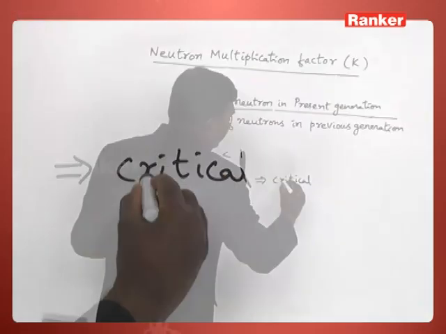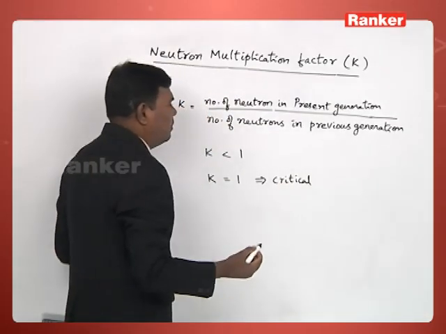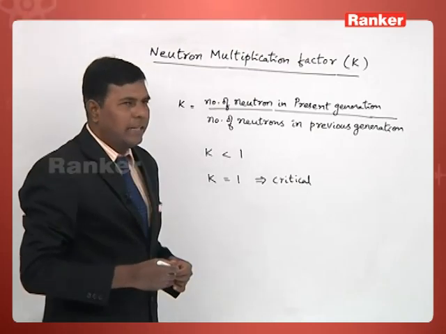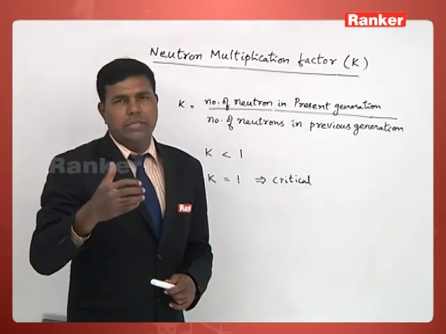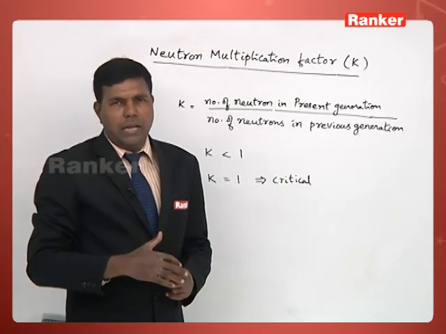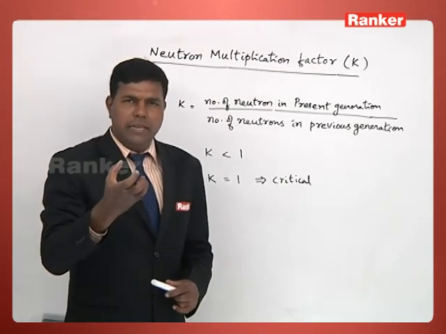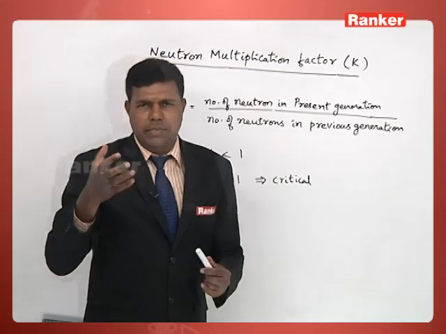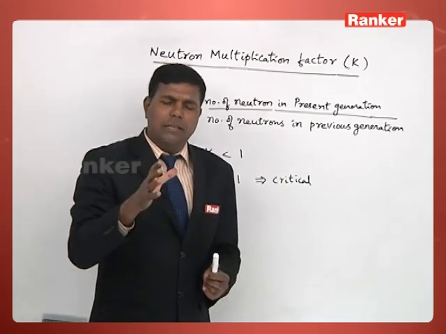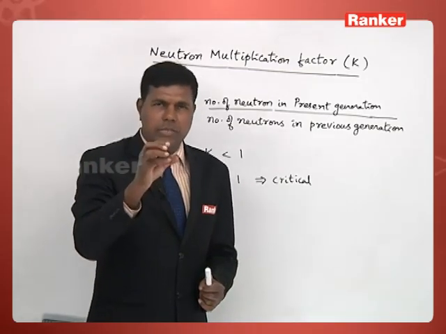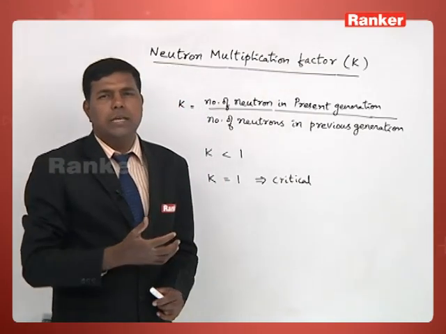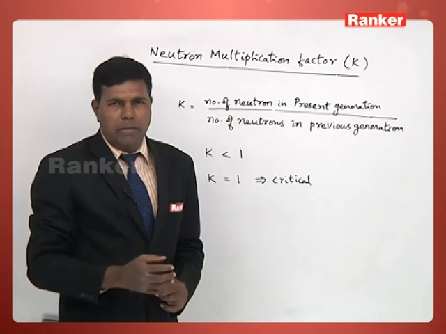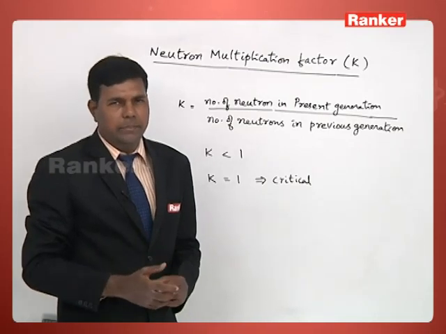That is, the number of neutrons produced in the present and previous generation are exactly equal, so that the chain reaction will continue, and the energy is released in a fixed manner, that is, in a given time interval, the amount of energy released will remain constant. That kind of condition is used in a nuclear power plant to produce electric current.